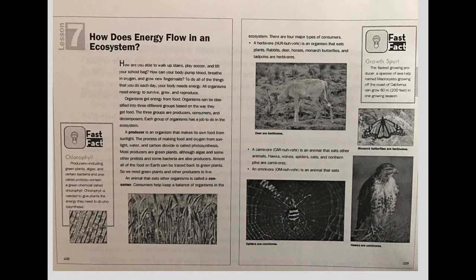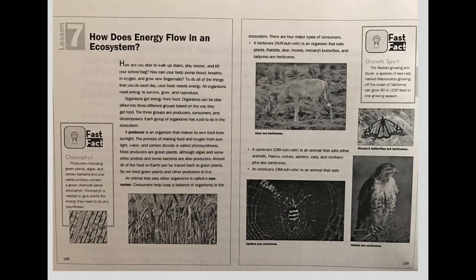So now we're going to go back and talk about the different groups. The first group we're going to talk about here is the producer. A producer is an organism that makes its own food from sunlight. The process of making food and oxygen from sunlight, water, and carbon dioxide is called photosynthesis. Okay, so if you go out and stand in the sun, can you make your own food? Does your body make its own food by standing in the sunlight? No, because you're not a producer.